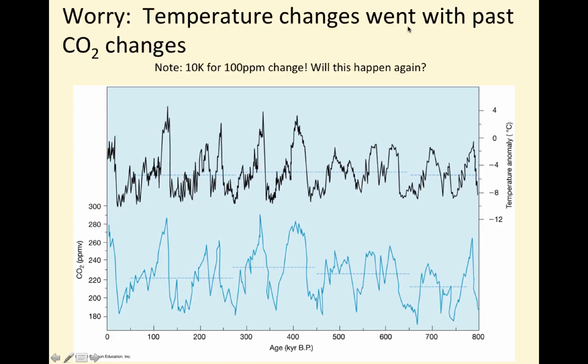So the worry here is that temperature changes went with past CO2 changes. This is looking at 800,000 years back from the Dome C ice core, and every time the CO2 concentrations flopped by about 100 parts per million, the temperature changed by about 10 degrees Celsius.